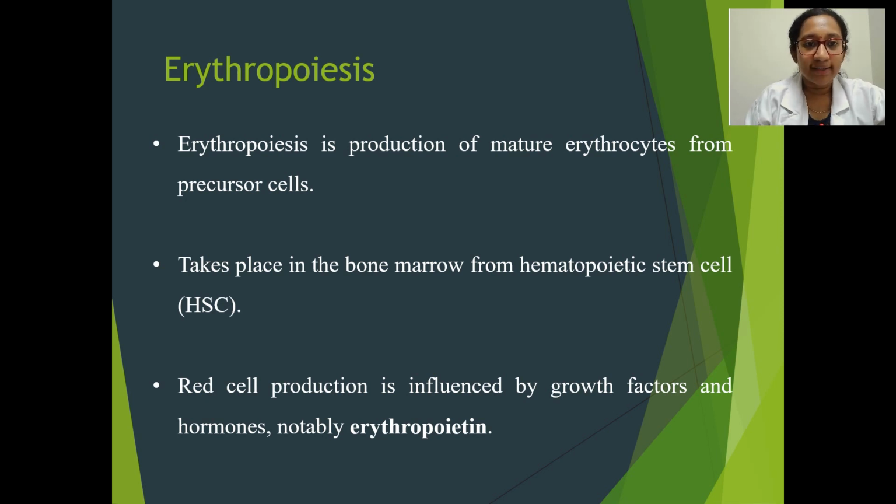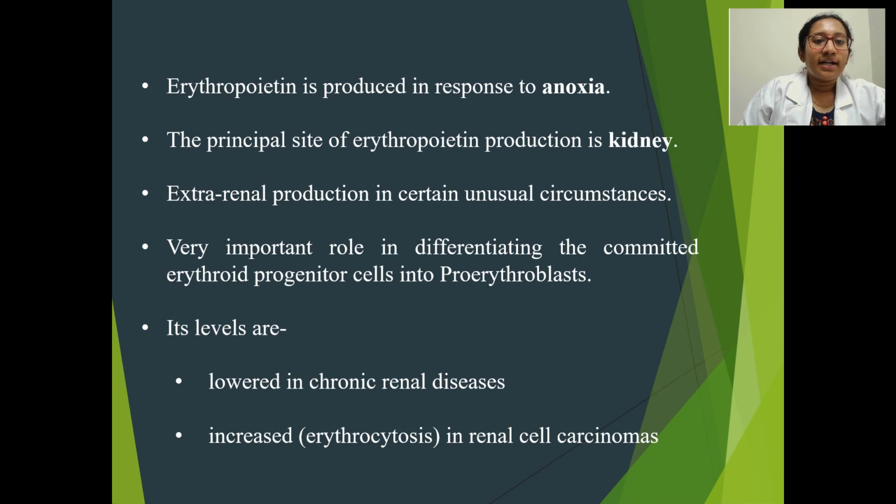produced by the kidney. And this erythropoietin is generally produced in response to anoxia. That is, whenever there is decrease or absence of oxygen, this acts as a stimulus for production of the erythropoietin from the kidneys. And extrarenal production of erythropoietin also occurs in very rare conditions. So what is the role of erythropoietin?